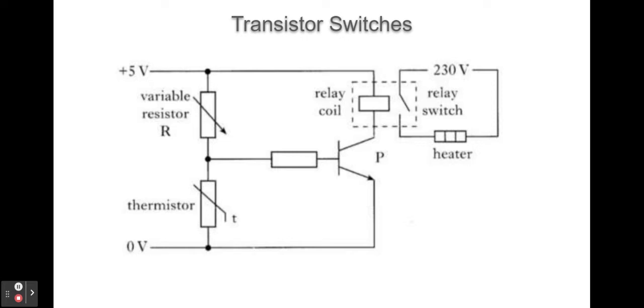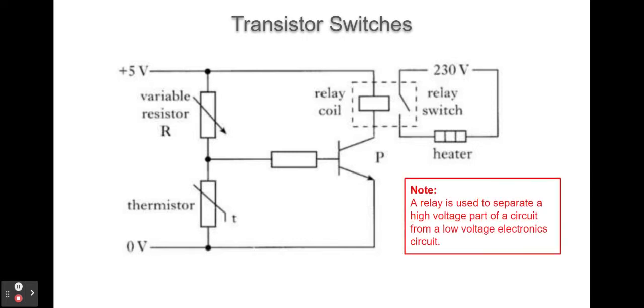Now, the other thing to notice here is we've got this thing called a relay switch up at the top. The relay is used as a way of separating a large voltage circuit from a small voltage circuit. So in this case, we've got the transistor and the sensitive electronics running on a small voltage of about 5 volts. But they're controlling a heater, which is running on a voltage of 230 volts. We don't want these two circuits to be connected together physically because 230 volts is too much for the sensitive electronics to function with. So we use this relay circuit.